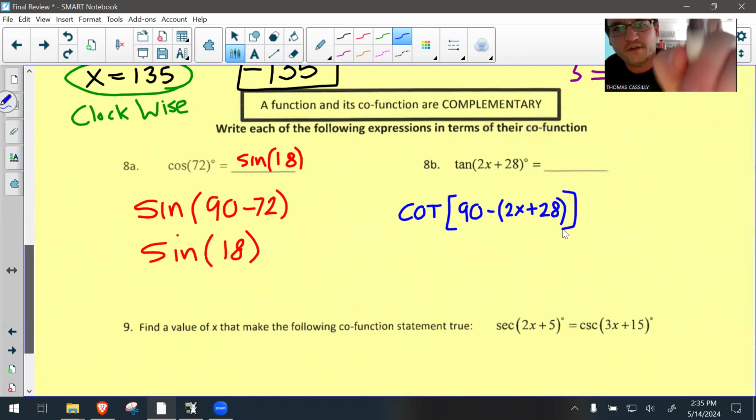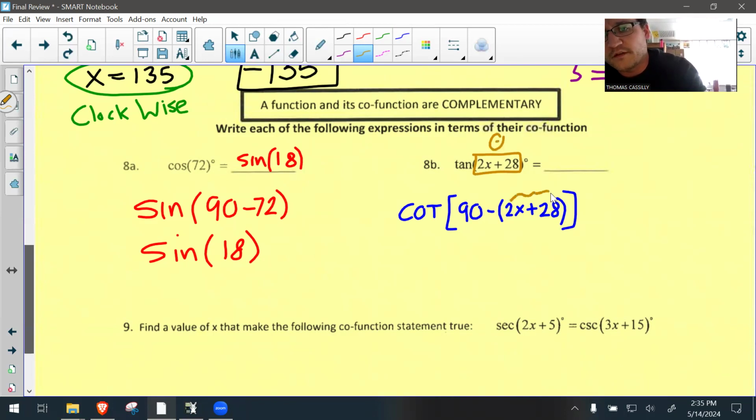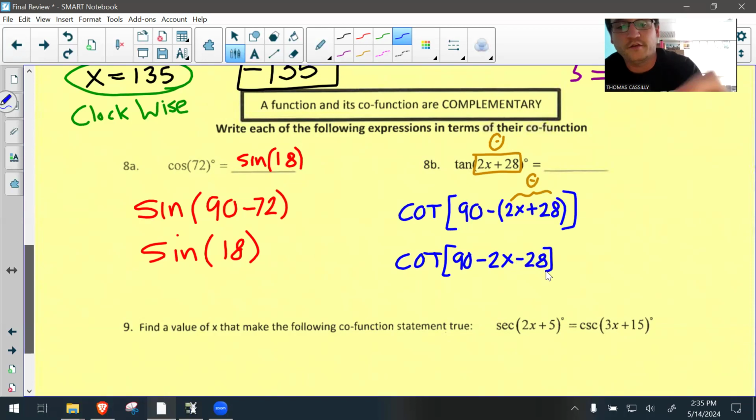But anyways, this whole thing, this 2x plus 28, is your theta. So basically I'm saying 90 minus theta. I want to subtract both the 2x and the 28. If I leave off those parentheses, that's going to make me combine my like terms incorrectly. So that's just something to keep in mind here, because this is going to be the cotangent of 90 minus 2x minus 28. If I forget those parentheses, I'm going to leave off that minus and probably keep it as a plus 28.